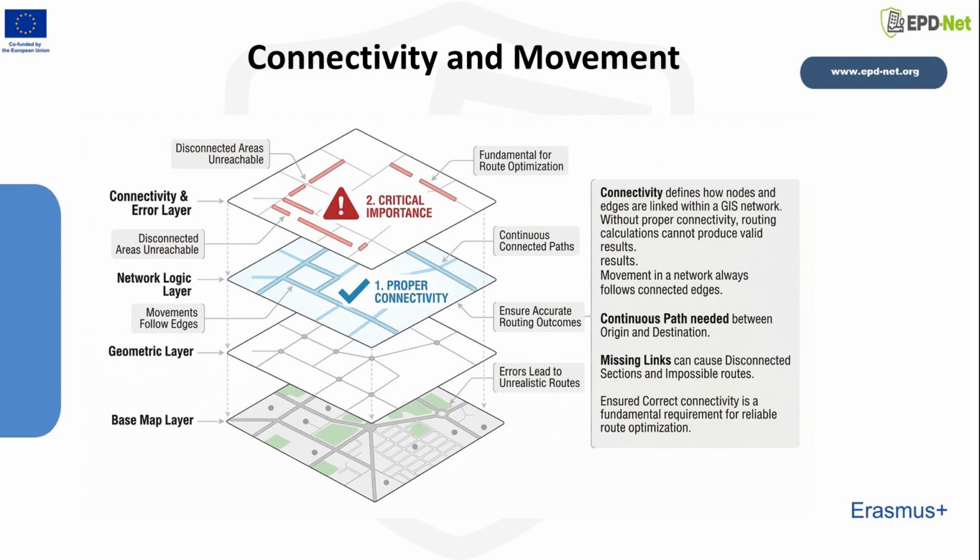Connectivity is critical for accurate routing outcomes. Errors in connectivity, such as missing links or incorrectly connected roads, can result in unrealistic or impossible routes. For this reason, ensuring correct network connectivity is a fundamental requirement for reliable GIS-based route optimization.